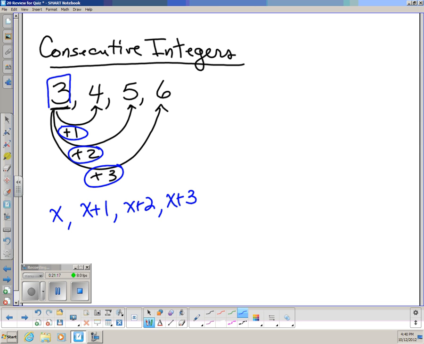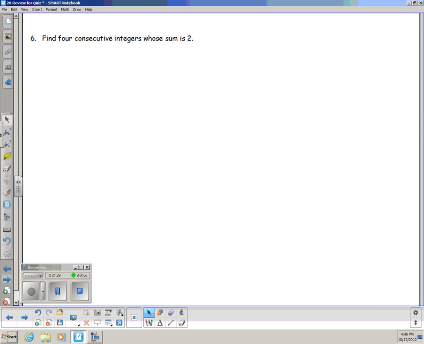Those are consecutive integers. And the nice thing about consecutive integers is this is always the setup. Okay? This is always the setup. So it says find 4 consecutive integers whose sum is 2.